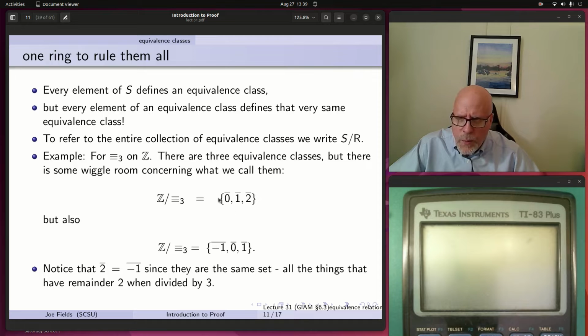The difference between these ones: they both have 0 bar and 1 bar in them. You need to see that 2 bar and -1 bar actually are the same set. They're all the things that have a remainder of 2 when you divide by 3, because -1 is 2 greater than -3.